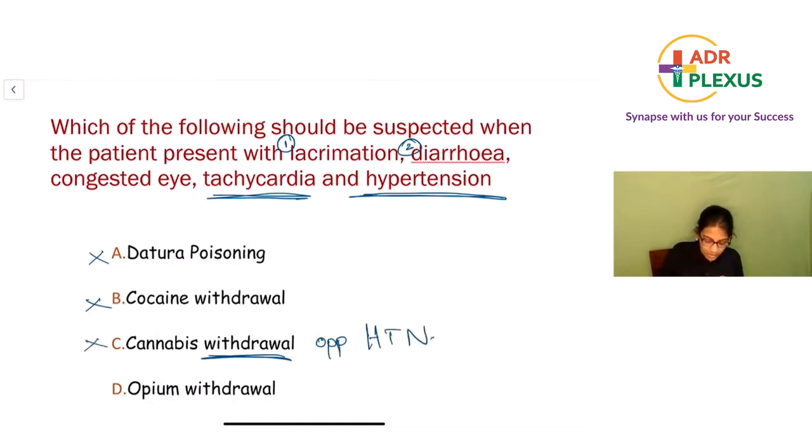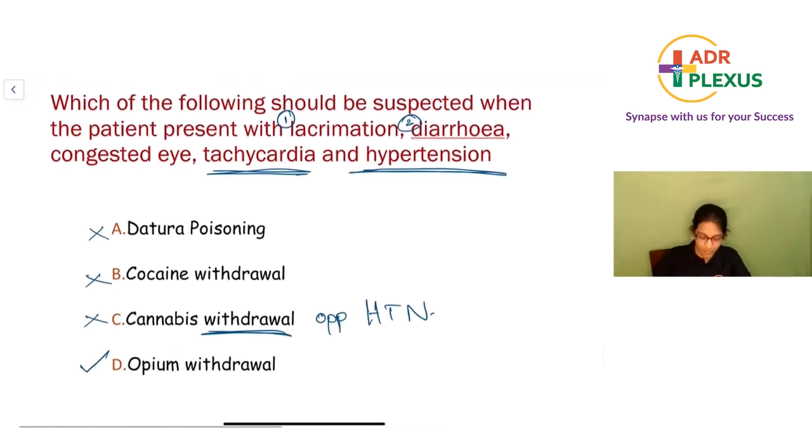Okay, so again, cannabis is ruled out. In which withdrawal do we get hypertension, tachycardia, diarrhea, lacrimation and congested eyes? This is a case of opium withdrawal. When the patient is withdrawing from opium, he will tend to have hypertensive features. He will tend to have more of congested eyes, massive sweating, lacrimation and other features. So that's opium withdrawal.